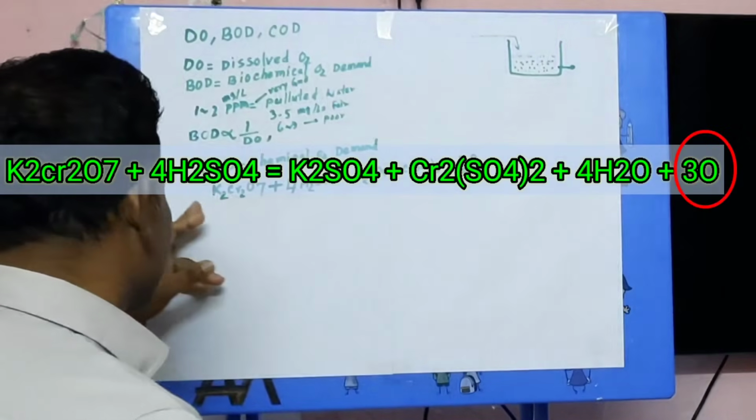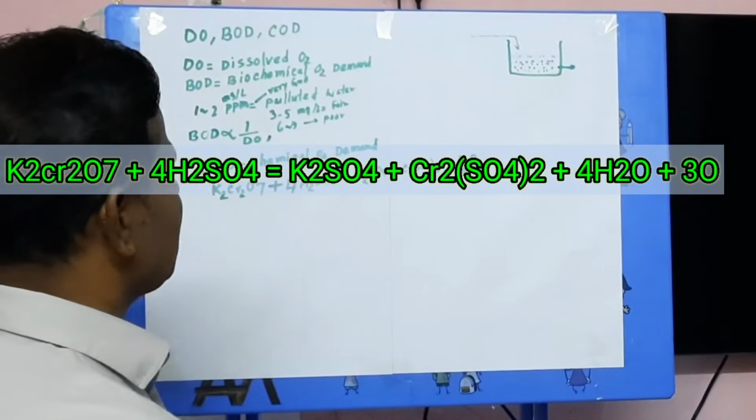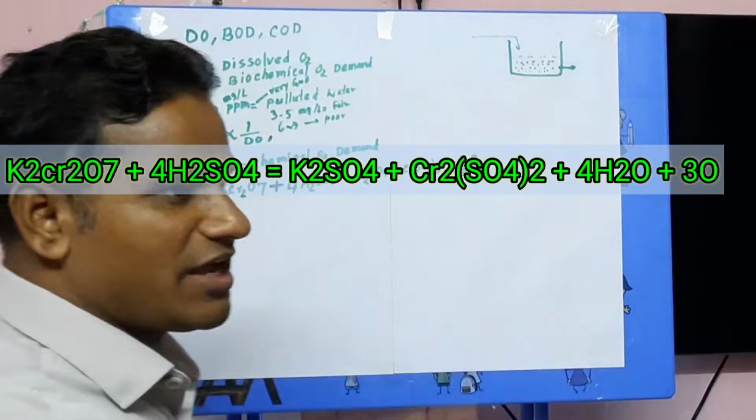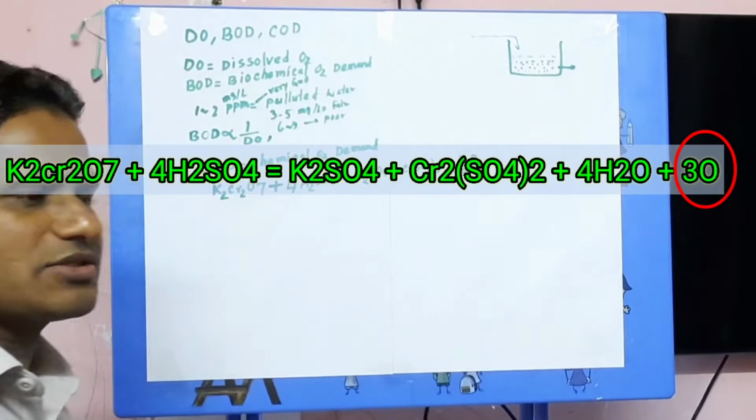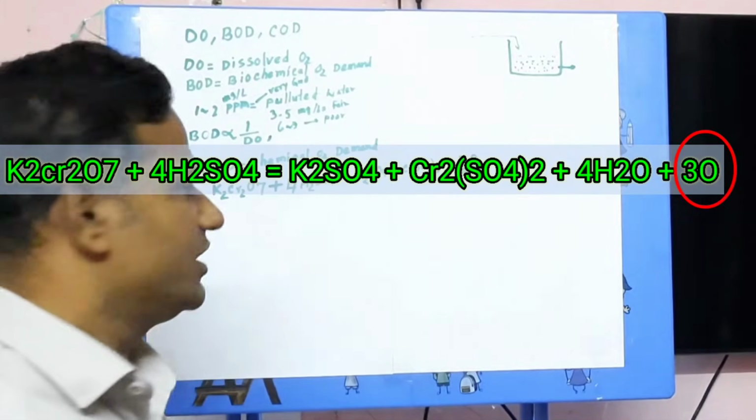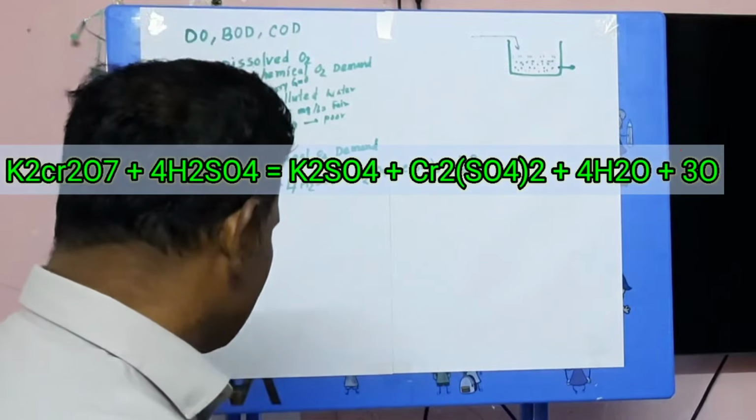So this is one type of chemical. This chemical demand is required for removing the impurities. That's why it is called COD or chemical oxygen demand.